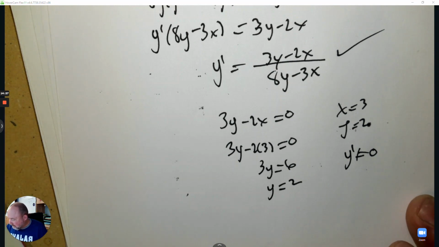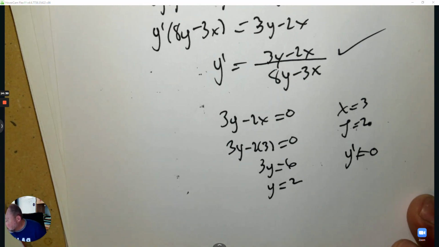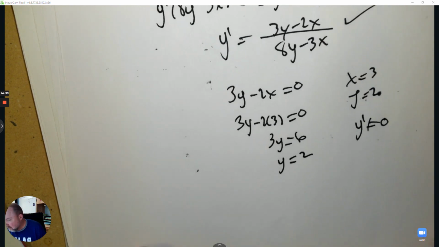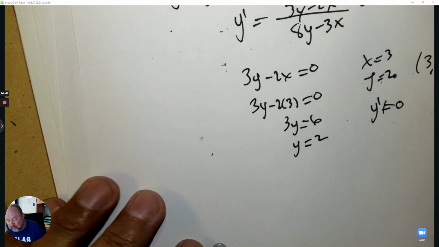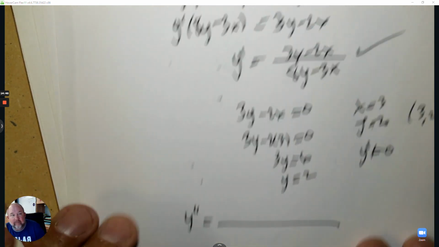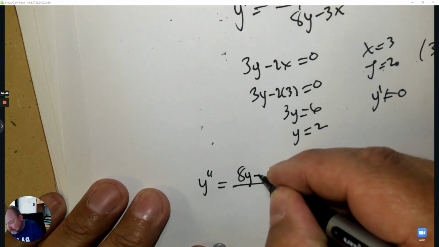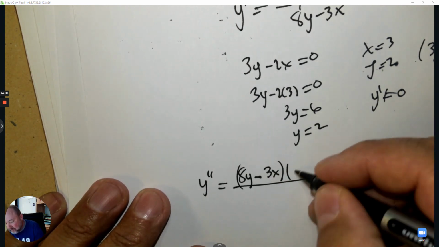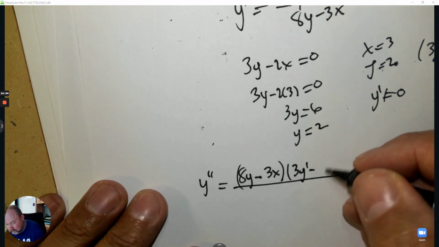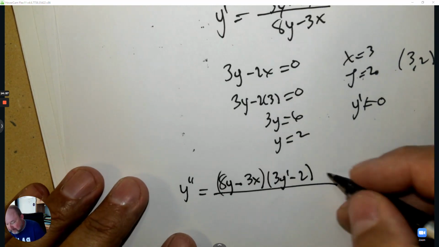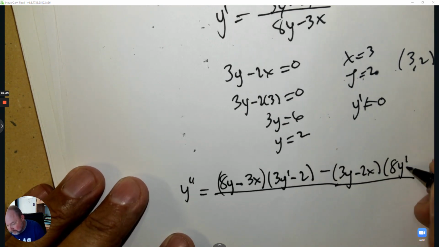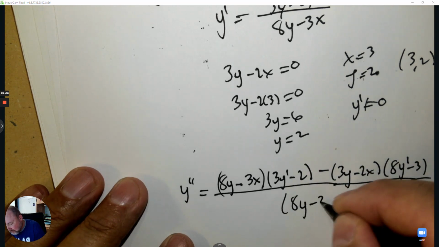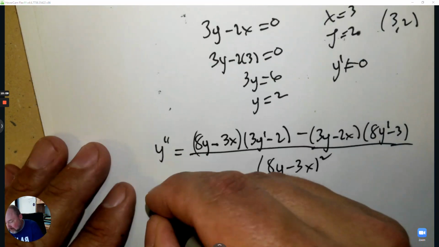Next question. Find the second derivative at that point. So we have a point 3, 2. Find the second derivative. So to find the second derivative, I'm going to go the bottom times the derivative of the top minus the top times the derivative of the bottom and then the bottom squared. And then I plug in. So I need to plug in 3, 2.